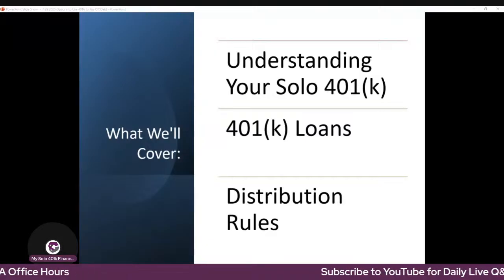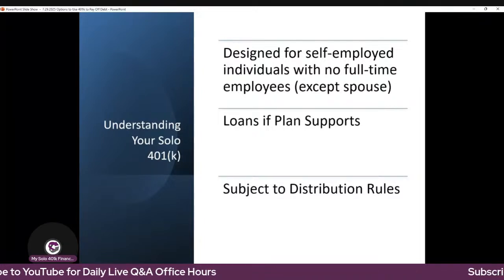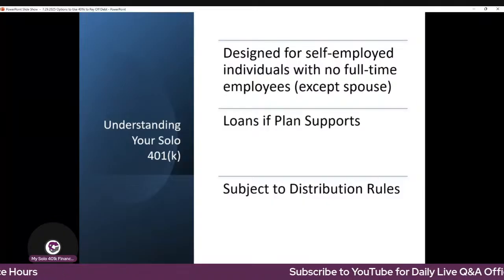Now, this is a common question that we see come up. Folks will try to understand what their options are to be able to access money in their 401k to be able to pay off, say, personal debt, or it could be a home loan, whatever the case is.